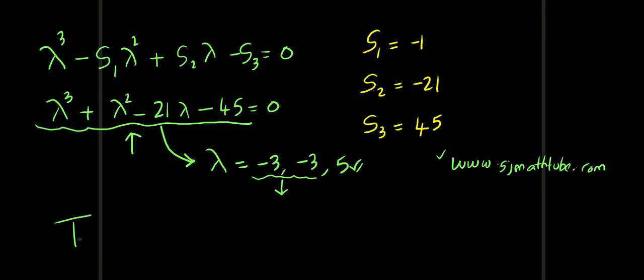Okay, so look at this. This is type 2. I told you in type 1 all the eigenvalues will be distinct, and in type 2 the eigenvalues will repeat, and here 2 eigenvalues are repeated. Okay, let's move on to the next page.